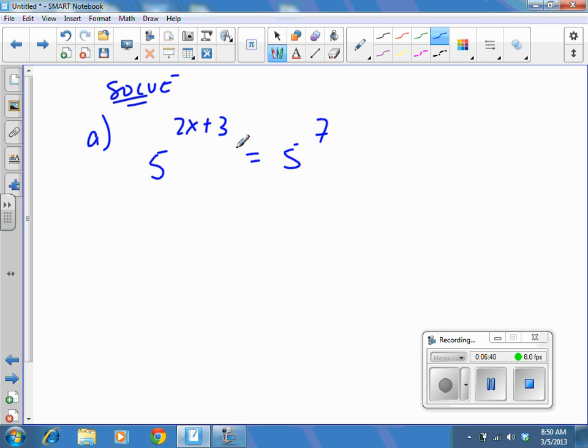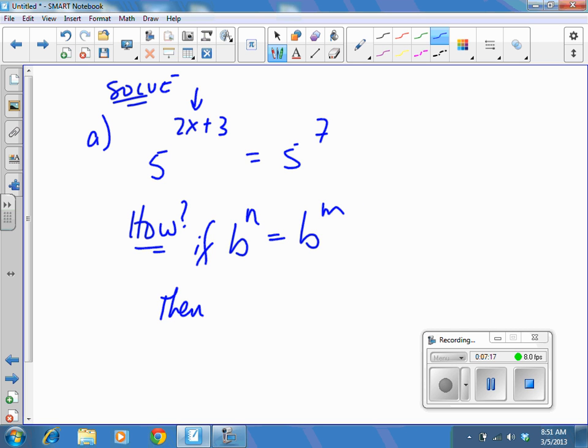All right, the first thing you notice is that this is an exponential equation. It's an exponential equation because it has a variable in the exponent. So how are you going to solve an exponential equation? Well, whenever you're dealing with exponents, you want to make the bases the same. The bases are the same, so this is a very easy exponential equation. Once the bases are the same, you use this little property. If b to the n equals b to the m, then what has to be true?